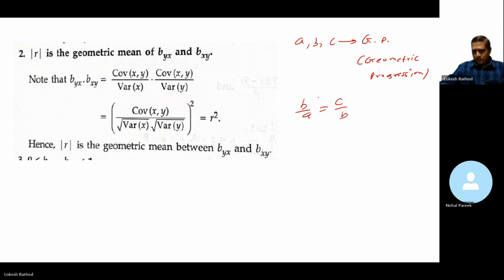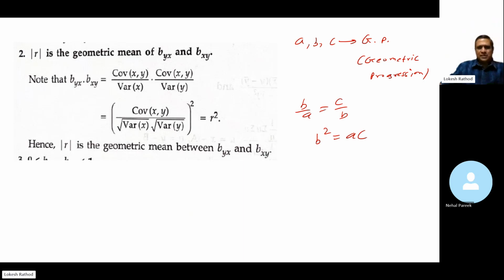Are you getting it? The ratio is constant. And for these two terms, if you simplify, what you get is B square is AC. So in AP, what was happening? If A, B, C are in arithmetic progression, we can say B is the arithmetic mean of A and C. That is simply the average. Arithmetic mean is nothing but average.